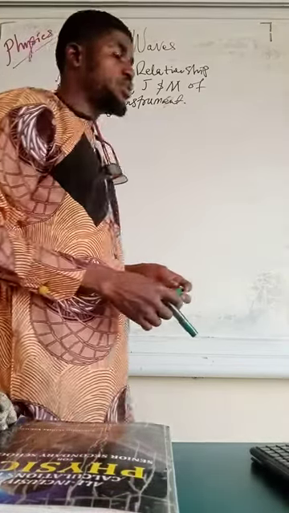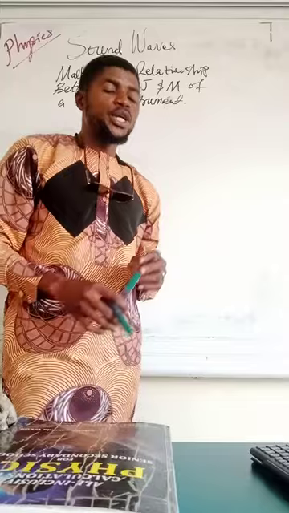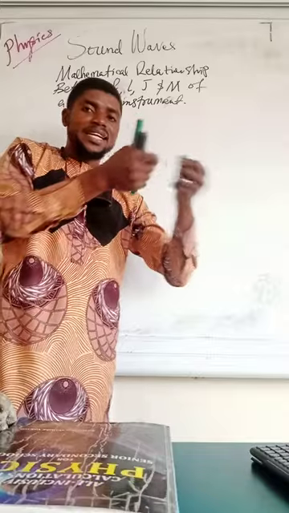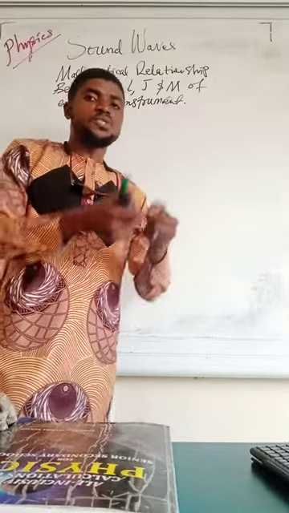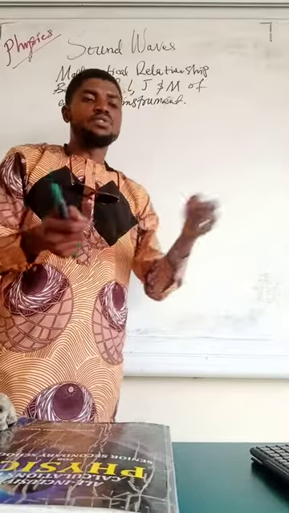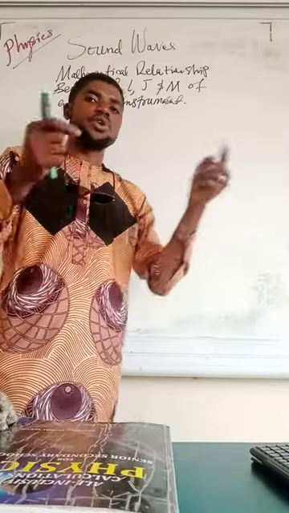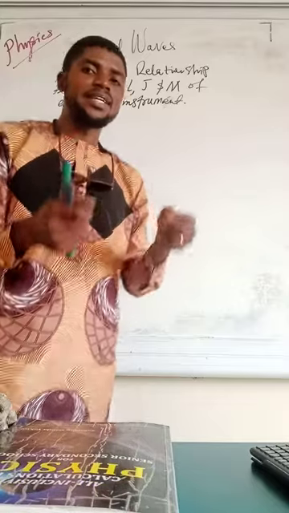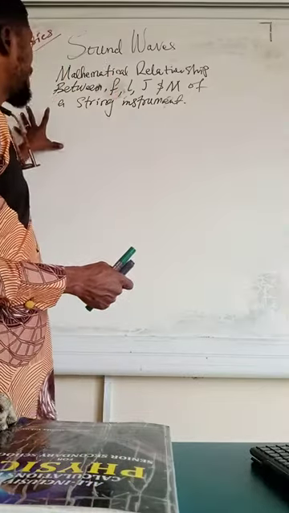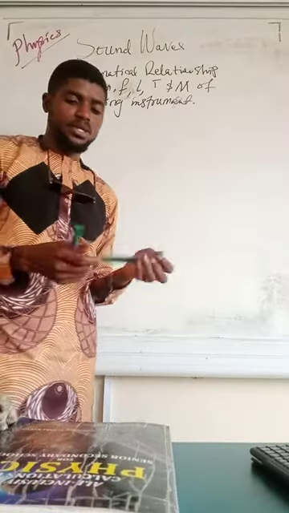I'm sorry I'm not here with a guitar, but if you look at your guitar critically, you will discover that the tension on the strings is not the same. Some strings are more tensioned than the others. The length of the strings is not the same. The thickness of the strings is not the same. Some strings are thick, some strings are thin. All these have a mathematical relationship. And what is that relationship?